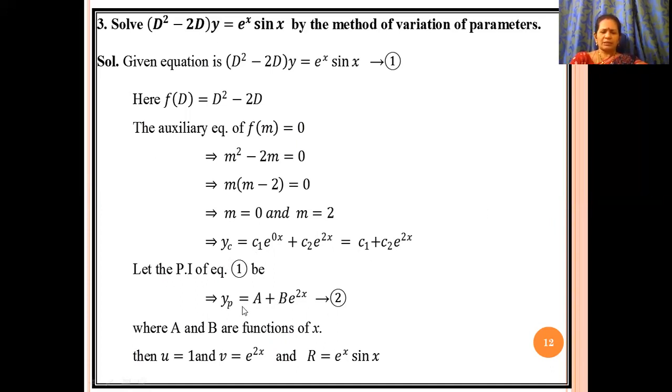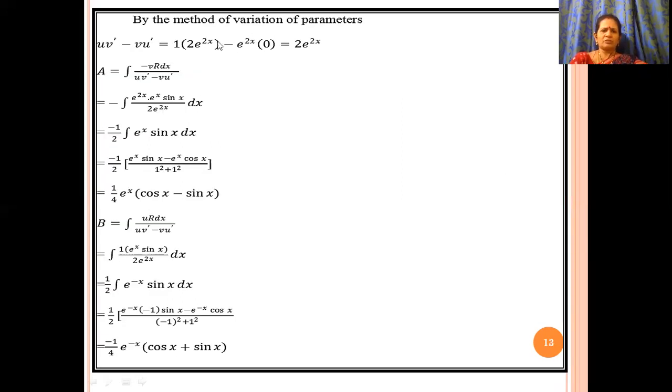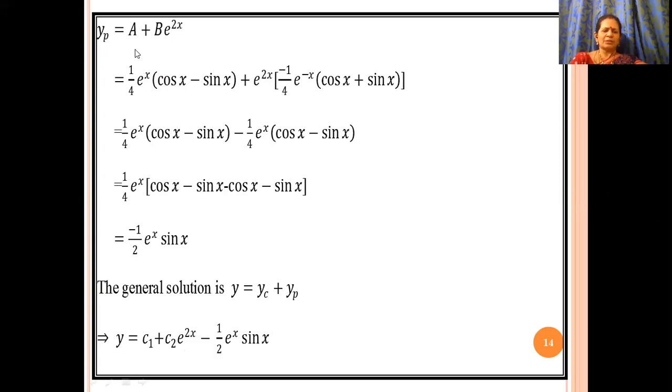But after writing the particular integral, write down the u and v by the method of variation of parameters. Find out the value of uv dash minus vu dash. This is the value of uv dash minus vu dash. Then find out the A and B values using the formula. After getting A and B, write down the particular integral AU plus BV, which is A plus B into e power 2x.